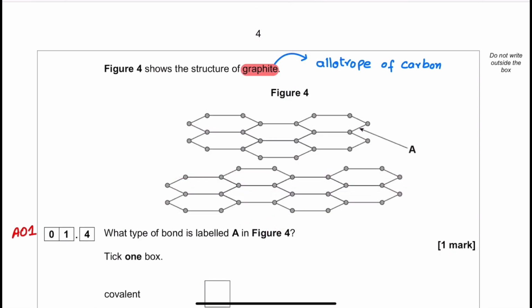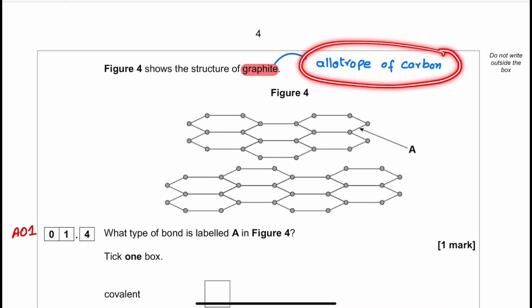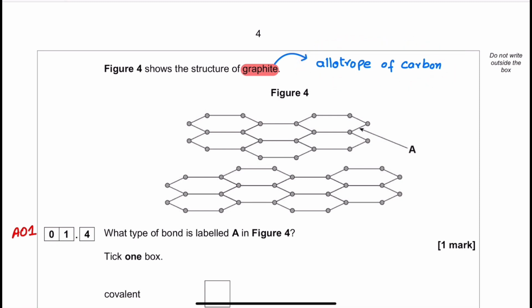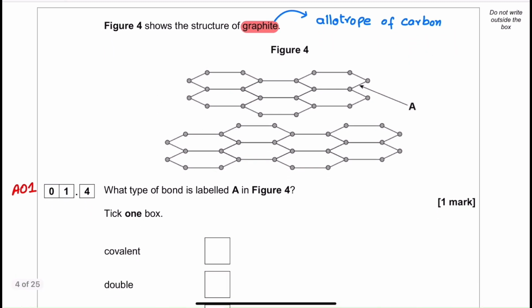Figure number 4 shows the structure of graphite. Graphite is an allotropic form of carbon. If you look at the structure here, it consists of carbon atoms. One carbon atom makes bonds with other carbon atoms, 1, 2, and 3. So there are 3 covalent bonds present.